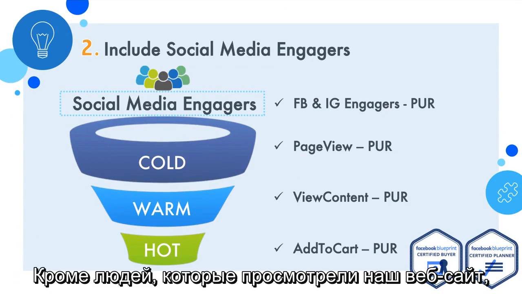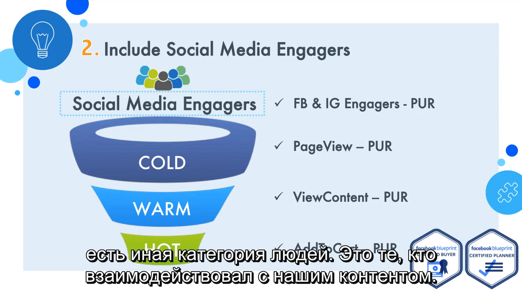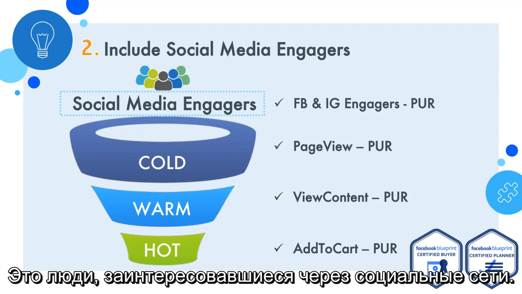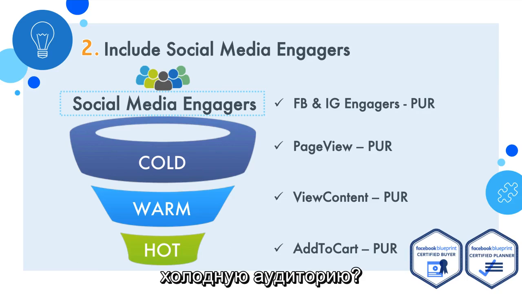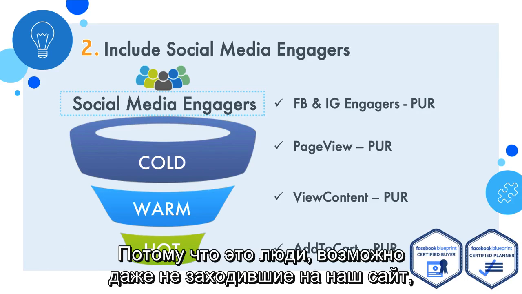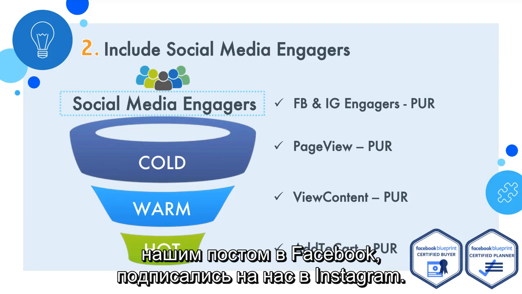So besides people that have really come to our website, and on our website they have either just done a page view or viewed a specific product or even added to the shopping cart and then did not purchase, there are also other categories of people that have interacted with our content, which are the social media engagers. Why do I put them even above the cold audiences? Because those are people that might not even have come to our website, but they have clicked, liked, commented, or shared our posts on Facebook. They have started following us on Instagram.